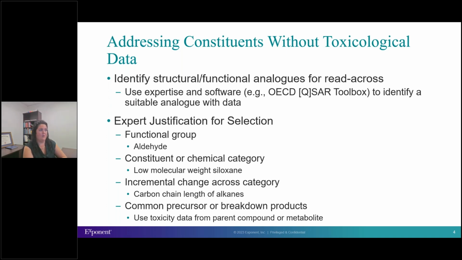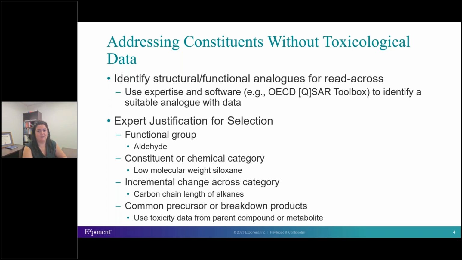So they are all aldehydes, whether or not they belong to a specific chemical category or class. So all low molecular weight siloxanes together versus the larger ones. We make sure to address things like incremental change across the categories. So shorter carbon chain length alkanes have increased bioavailability than longer chain length alkanes. So we always make sure to rely on the shorter ones when conducting our TRA to address the longer ones.